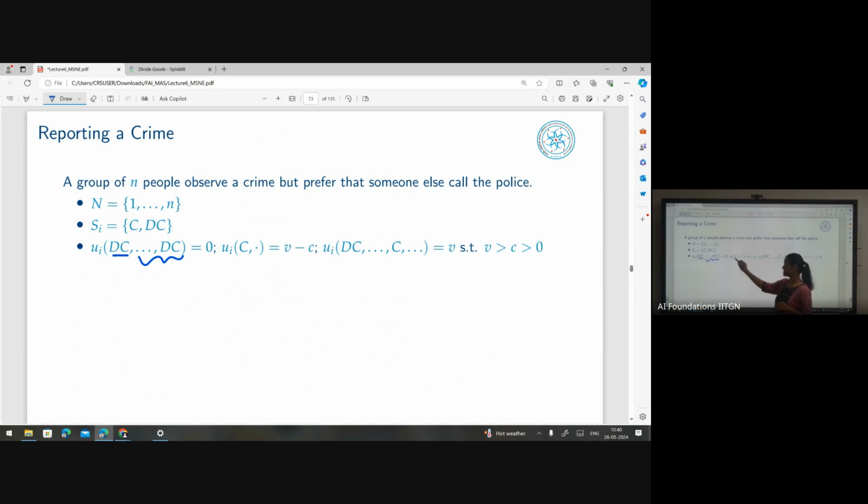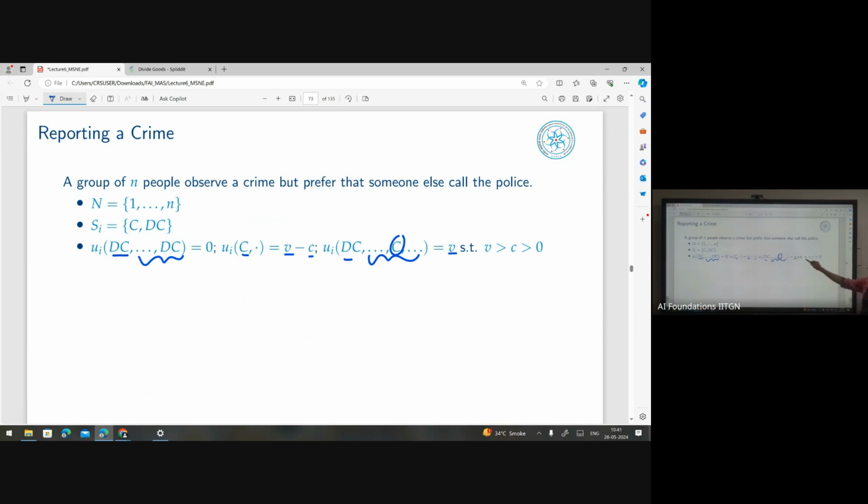If player i calls, it doesn't care, because even if one of them calls, the police is informed. So if player i calls and it doesn't care what the others are doing, it gets a value B because the police is informed, but now it has a negative value of C because it had to call. So it's not very happy with being the one to call the police. Now, if it doesn't call, and there exists at least one other agent who has called, then this is the most happy situation. Somebody has informed the police and I am out of the story. So it gets the maximum value, that is B.